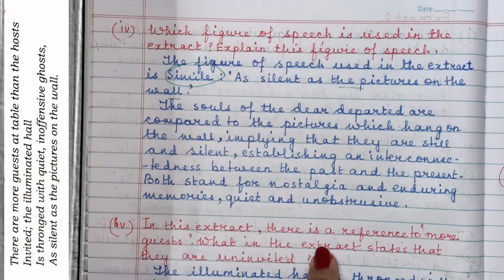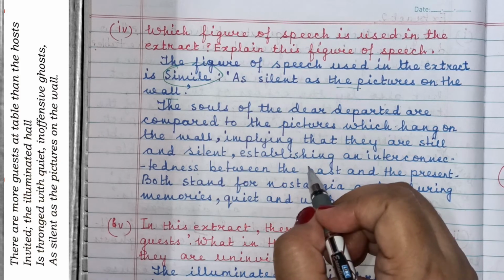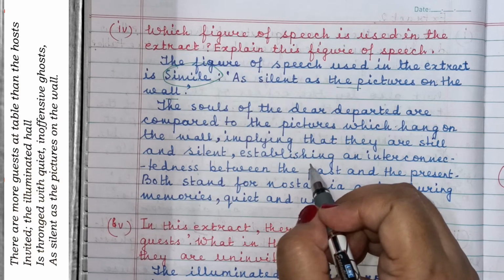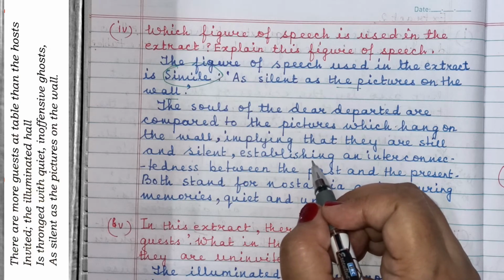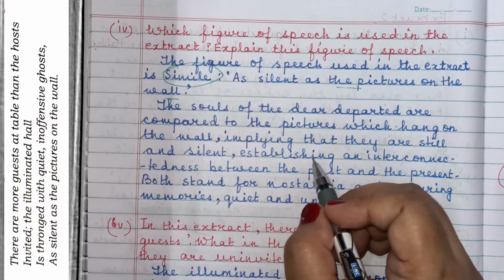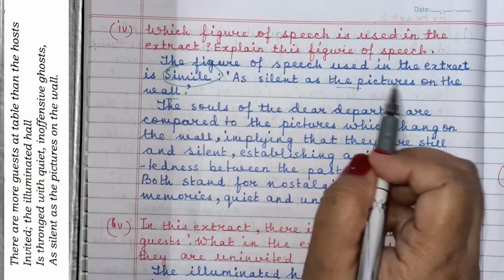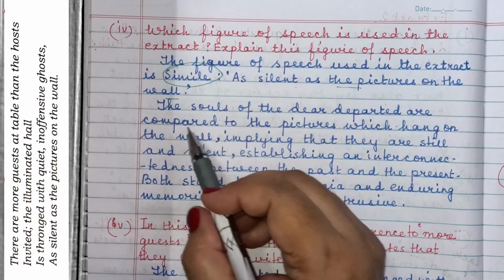Now, what is simile? Simile means comparison between 2 different things. And the comparison is direct. And we use words like, as in order to make the comparison. Direct comparison. So here, as silent as the pictures on the wall. Example of simile. The souls.